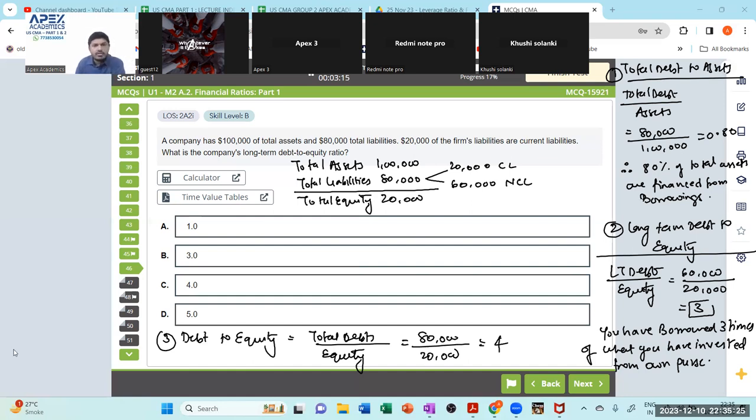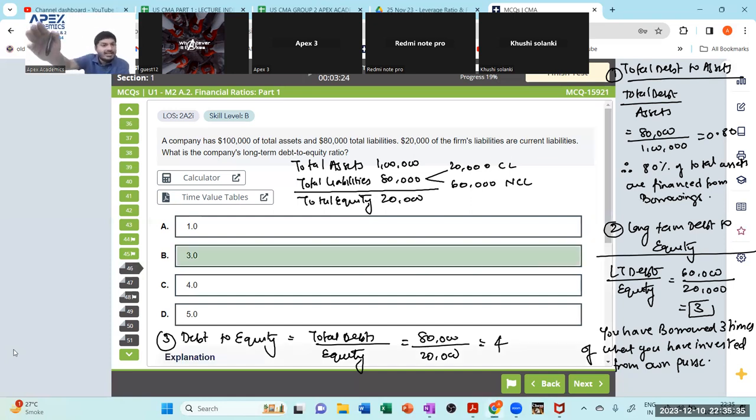So over here, what is your answer going to be? What are they asking? Long-term debt to equity. What is long-term debt to equity? It is 3. So we select 3. Are we clear about this? But we have done extra calculation of all these ratios, which I have discussed with you earlier. Correct? So in one question, we have solved 3 questions.